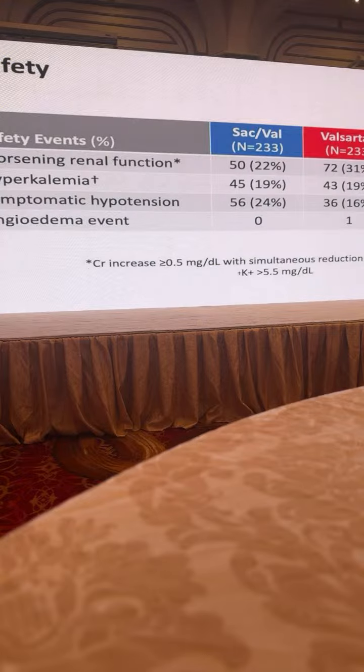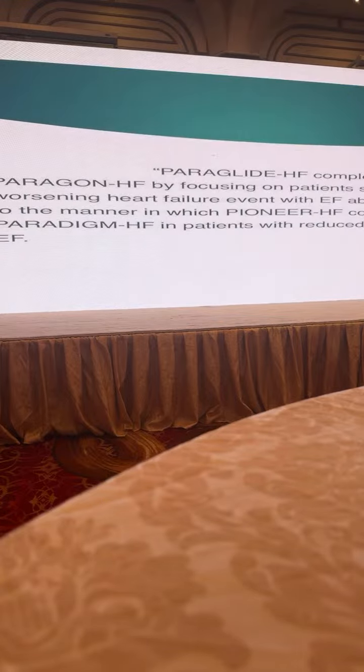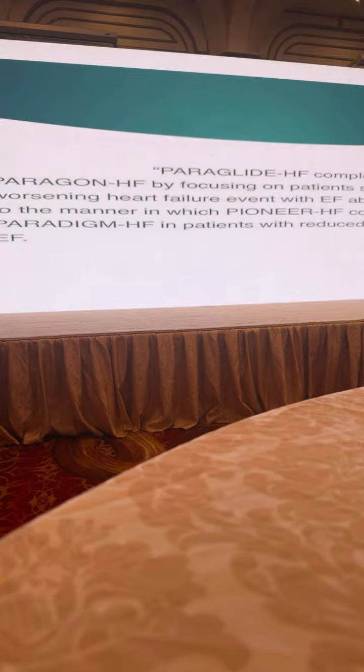Safety is supposed to be met. The safety here is better in renal function: 22% with sacubitril/valsartan versus 31% with valsartan. Hyperkalemia is more with valsartan, right? But hypotension is a little bit more with sacubitril/valsartan. That's why my concern is always to remove the calcium channel blocker and nitrates. Right? So this is always the conclusion.